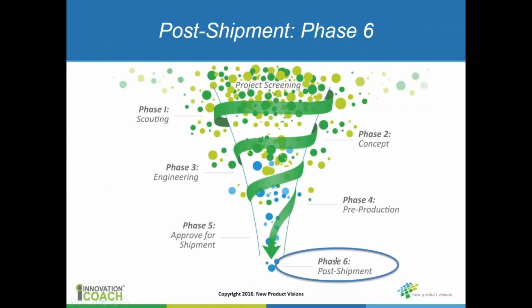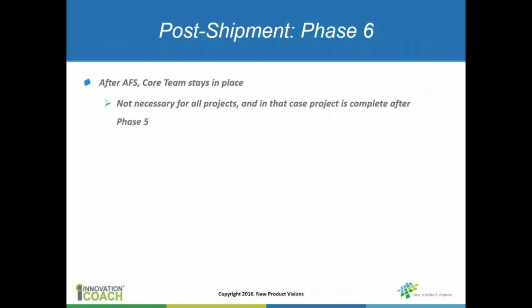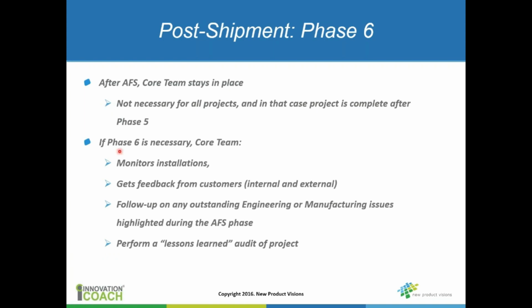Okay, so then the final phase might be a phase 6, a post-shipment phase. In a post-shipment phase, the core team stays in place, and this might not be necessary for all projects. So in that case, if it's not necessary, then the project is done after phase 5. But if phase 6 is necessary, and you might want to do this for your more major projects, higher risk type projects, the core team is going to monitor installation. So they're going to get feedback from customers in the field organization about how the product is performing.